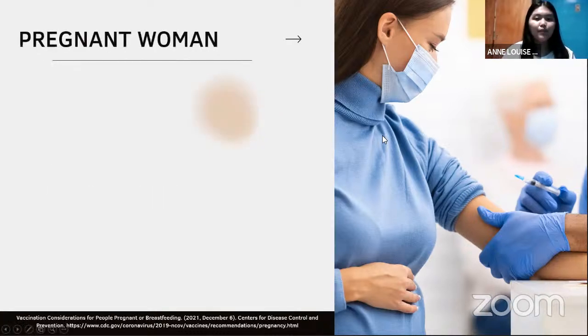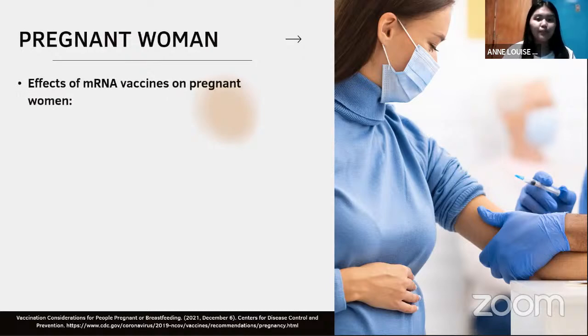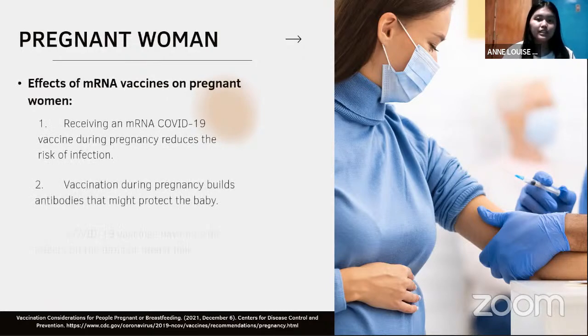The effects of mRNA vaccines on pregnant women. First, receiving an mRNA COVID-19 vaccine during pregnancy reduces the risk of infection. Recent studies from Israel compared people who were pregnant and received an mRNA COVID-19 vaccine with people who did not. Scientists found that vaccination lowered the risk of infection from the virus that causes COVID-19.